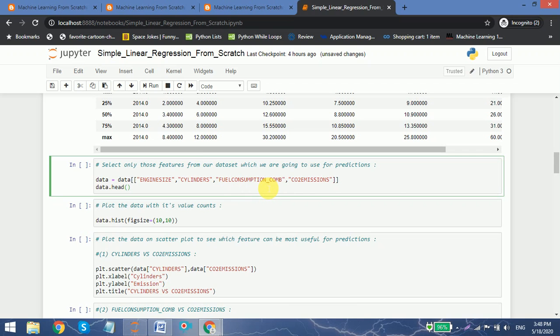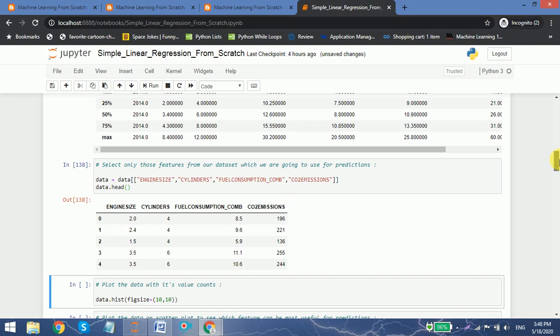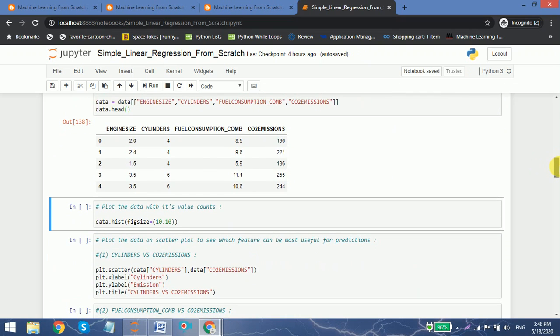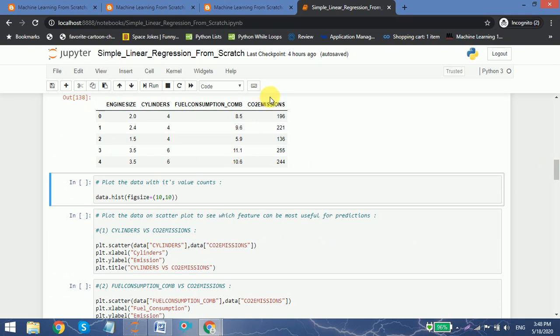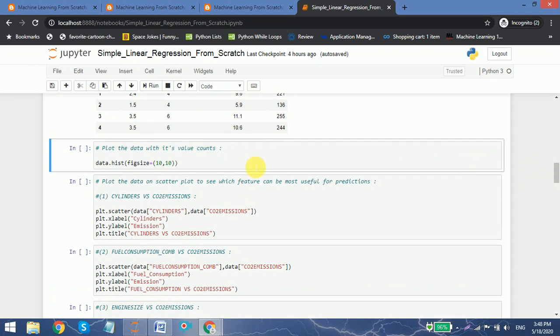Okay, here are the values: engine size, cylinders, fuel consumption, and CO2 emissions. We need to predict CO2 emissions from any one of these columns because we are using just simple linear regression. In multiple linear regression, we can use more than one column to find a dependent variable. Now let's plot a histogram for all four of these.